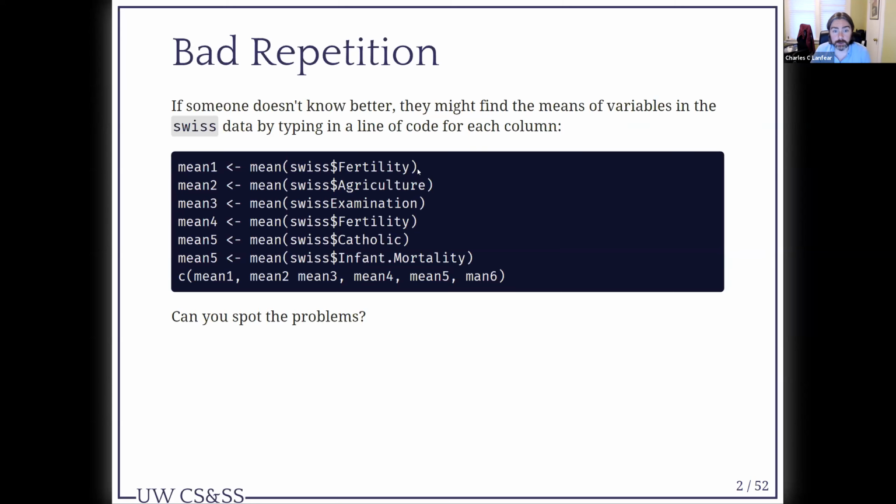Things like that include, we've done the mean of Swiss fertility and assigned it to mean 1, but we've also done it here and assigned it to mean 4. No error is going to result. You're just going to get the same mean for mean 1 and mean 4. You might look at your resulting table and be like, oh, it's interesting these two variables have the same mean, but it doesn't kick an error or something like that, right?